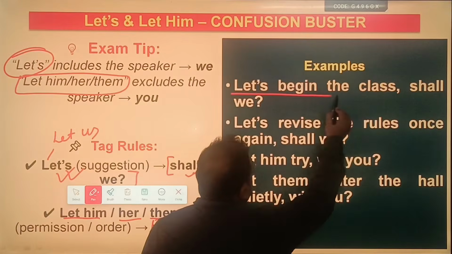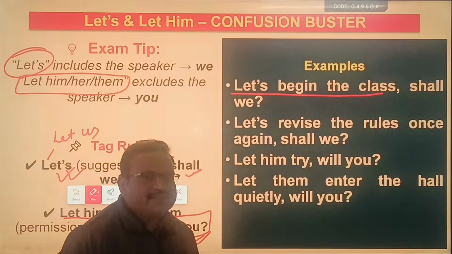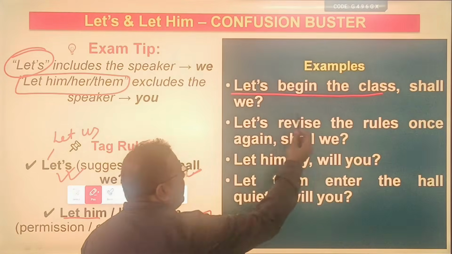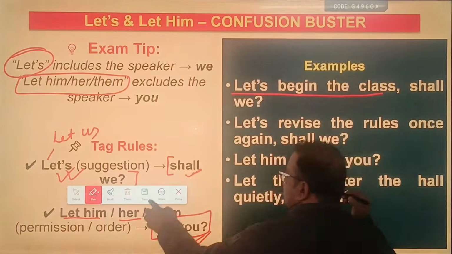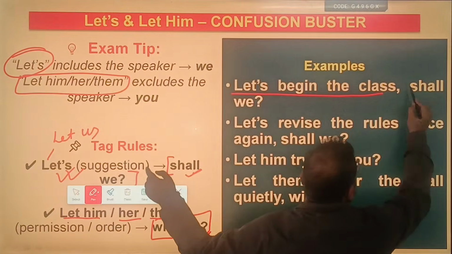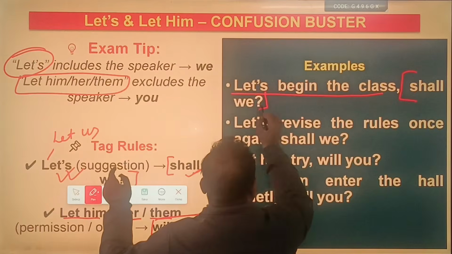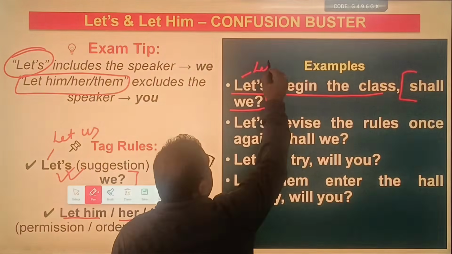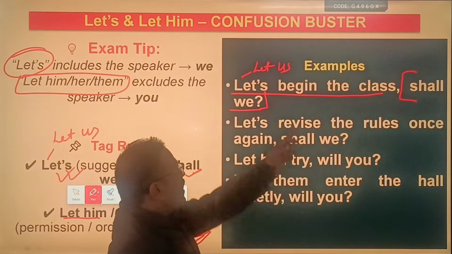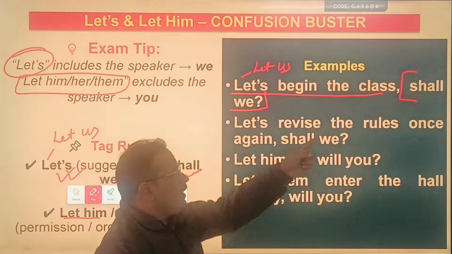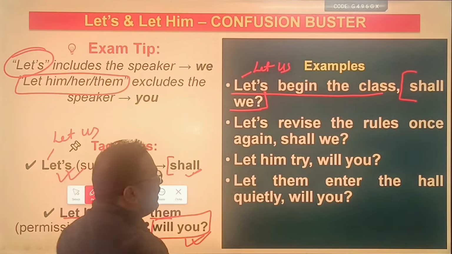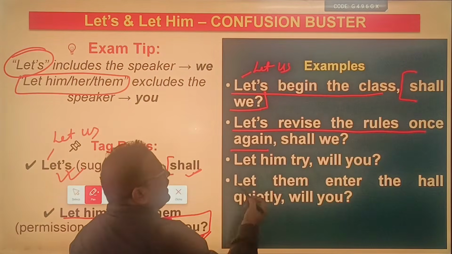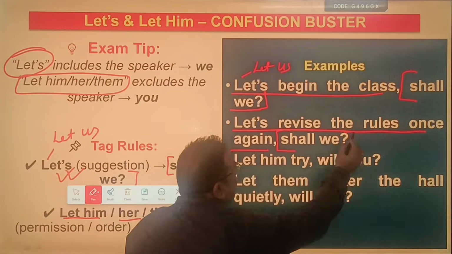Let us understand this with the help of sentences. Let's begin the class. When I say let's begin the class, I am also including myself. I'll also join the class. So what would the question tag be? Shall we? Shall we would be the question tag. When it is let's, we use shall we as the question tag. Let's revise the rules once again. Again, let's, so the question tag will be shall we.